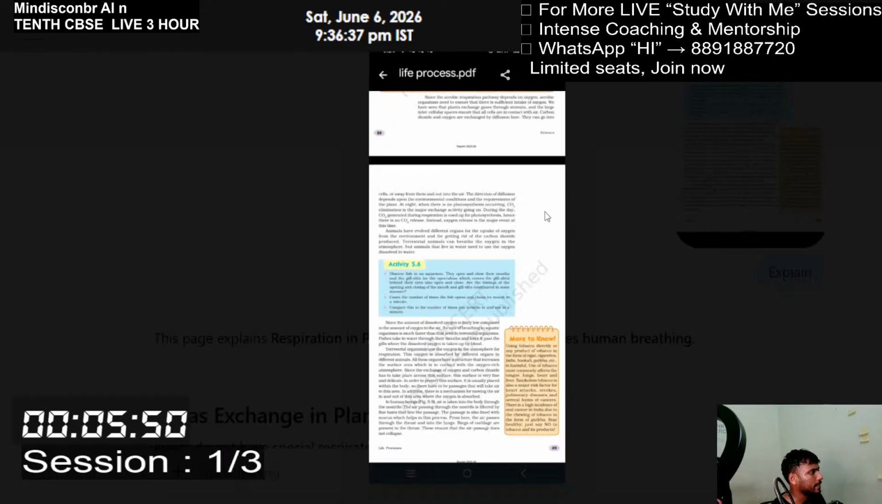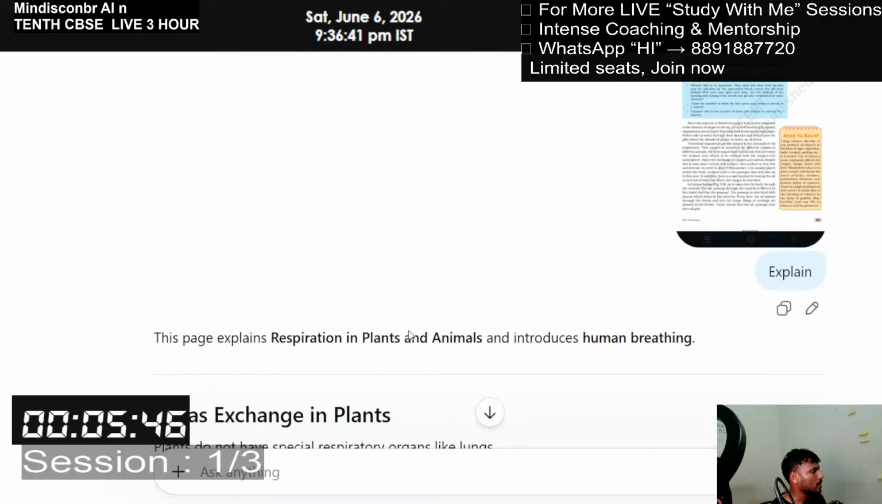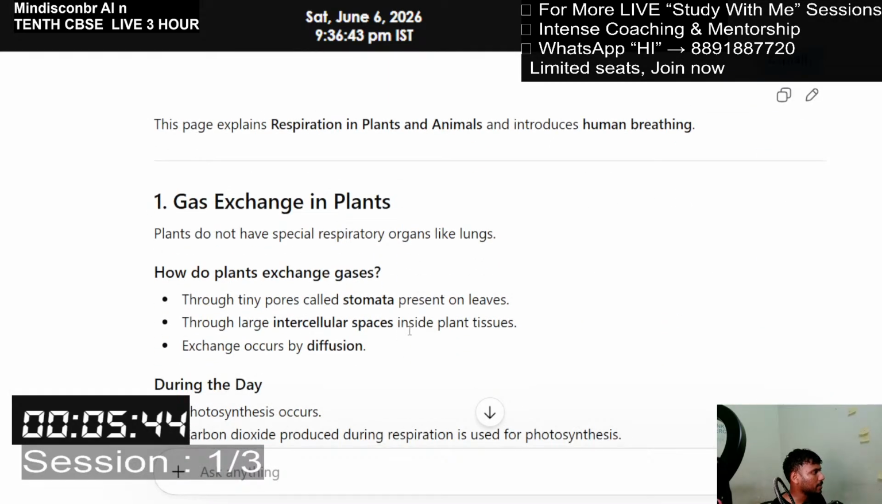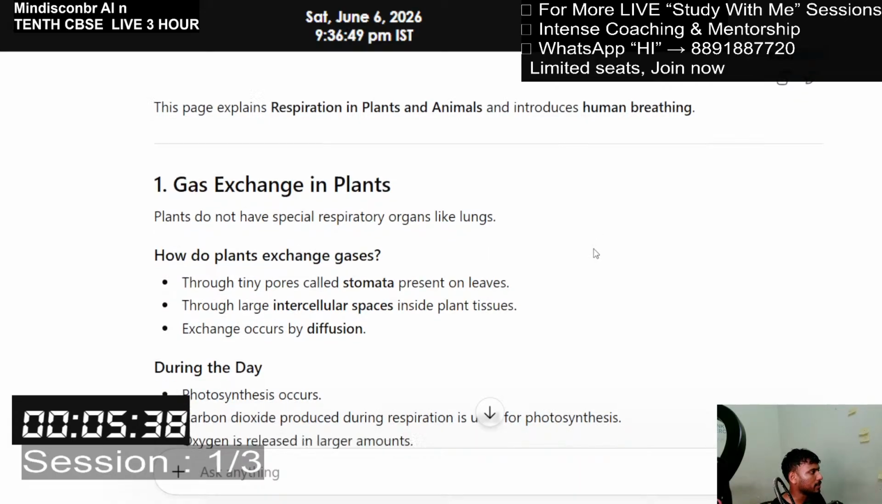And the explanation of this page: gas exchange in plants. This page explains about the respiration in plants and animals and introduces human breathing.